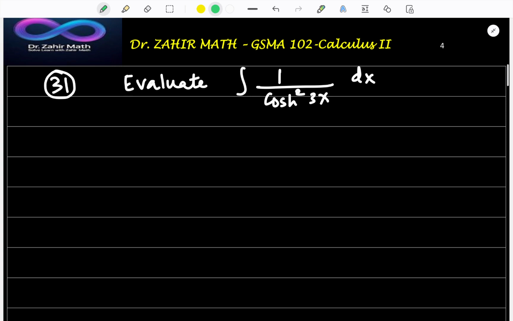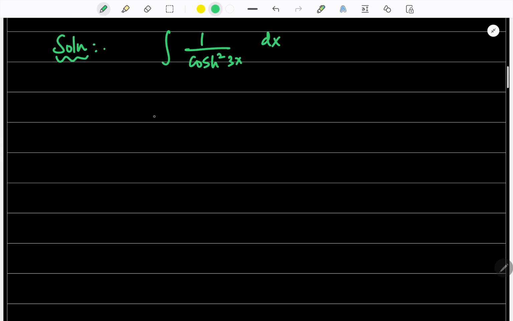Evaluate integral 1 divided by cosine h square. So let's go to the solution, right? Integral 1 divided by cosine h square 3x into dx. We know that 1 by cosine h is nothing but what? Which is secant hx, right? So this is integral secant h square 3x into dx.